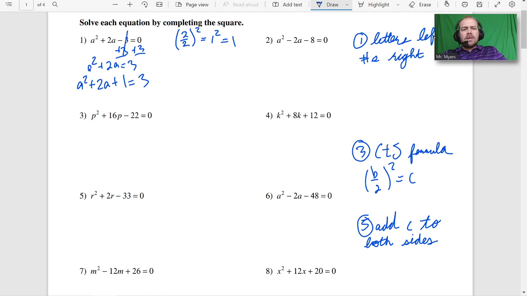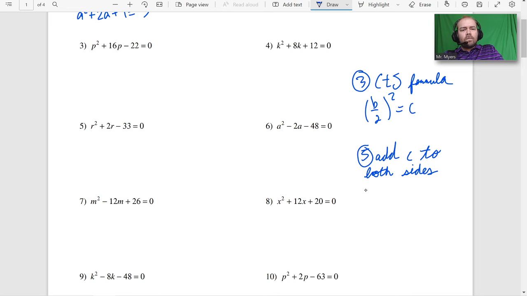So then there are 2 things you can do at this point. You can either just do a plus b over 2 squared, or you could just use standard factoring.